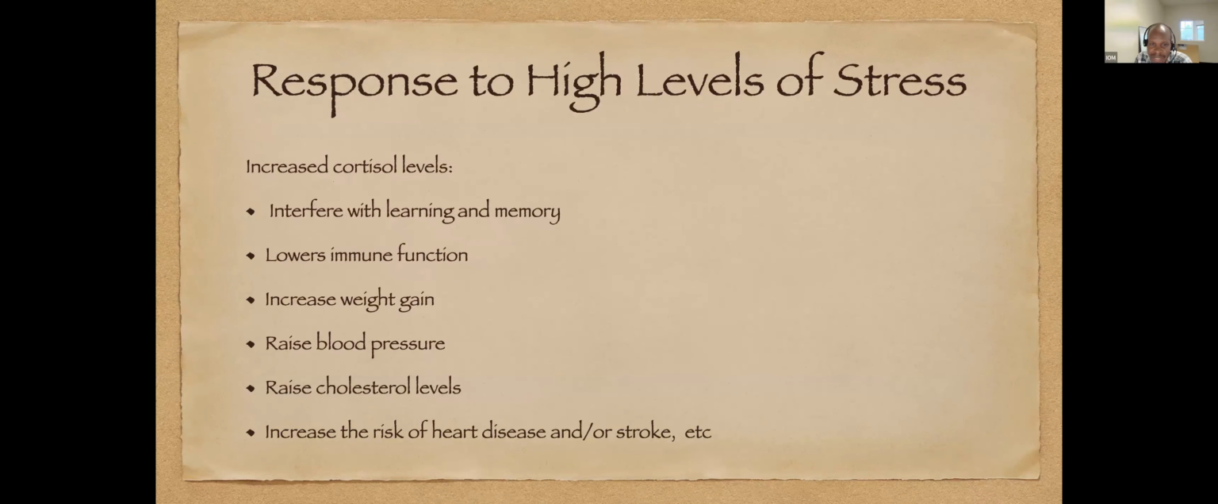Cortisol levels interfere with learning and memory. This is quite frightening. If cortisol levels remain high consistently, it does interfere with our learning and memory. It also lowers immune function. It causes us to gain weight. It keeps blood pressure up. It also raises our cholesterol levels. It increases the risk of heart disease or stroke. So any invitation to climb a cortisol tree, do what Wilson chooses to do. Refuse to climb with anyone who invites you to climb a cortisol tree, because stress kills. All of these things come from high levels of cortisol in a sustained manner.